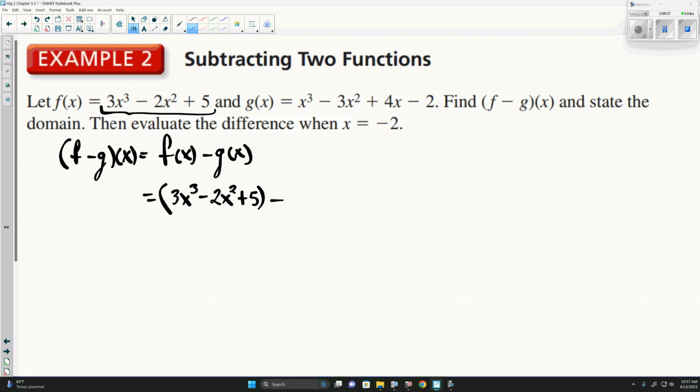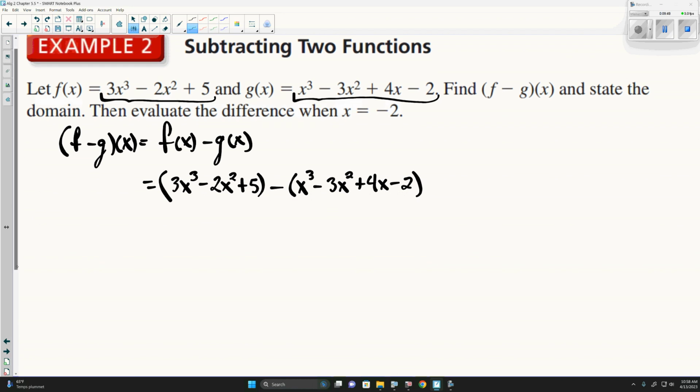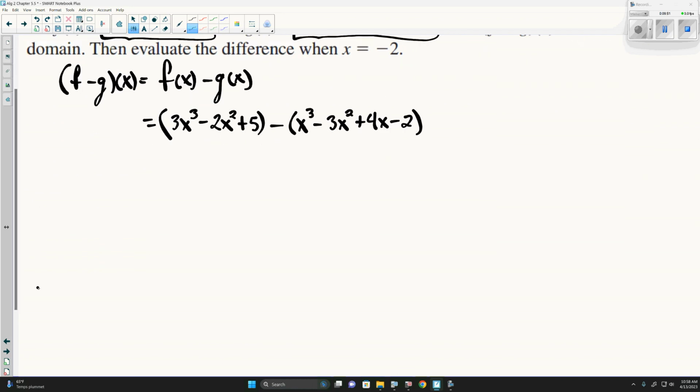Minus, we replace g of x with what it's equal to: x cubed minus 3x squared plus 4x minus 2. Now, for the most part, this is not any different than what we did with addition, except the sign in between the two terms is minus instead of plus. Our first set of parentheses, when we drop it, is not going to change anything. It's still going to be 3x cubed minus 2x squared plus 5.